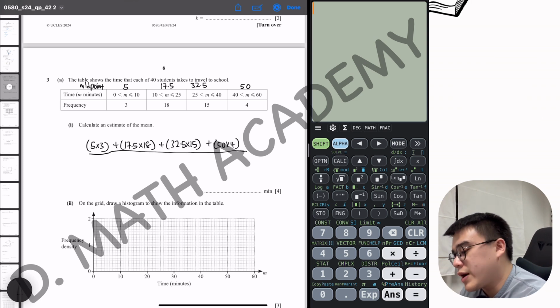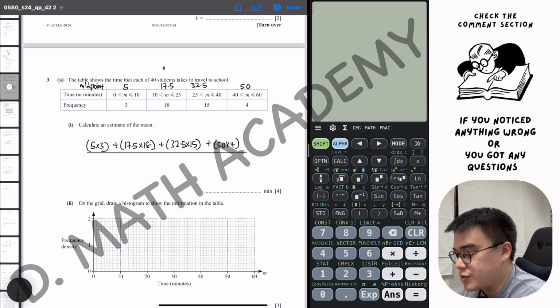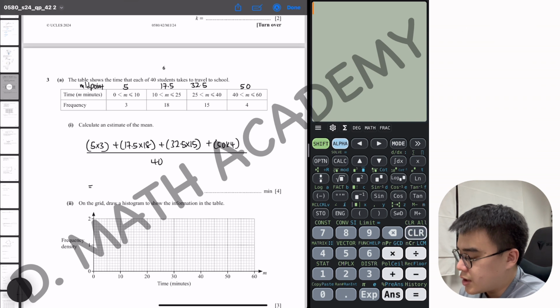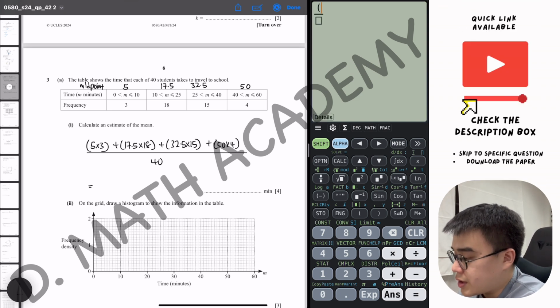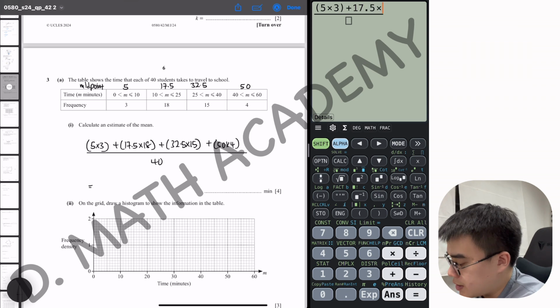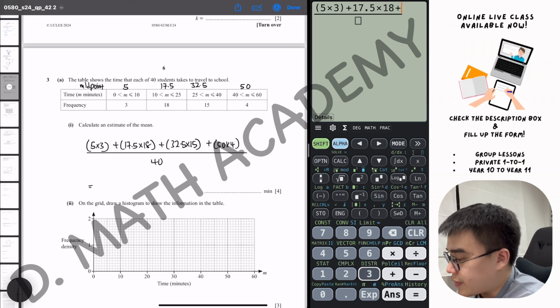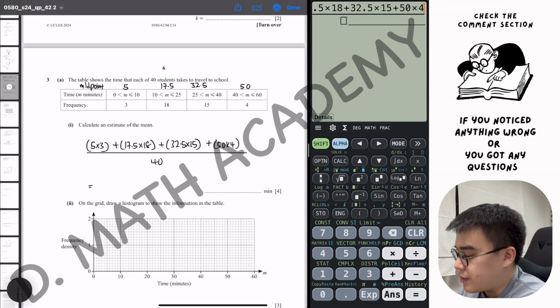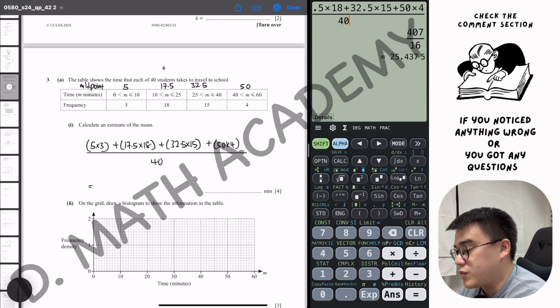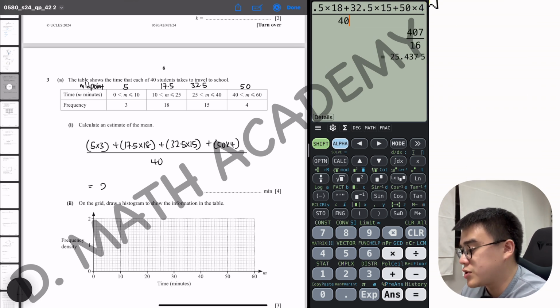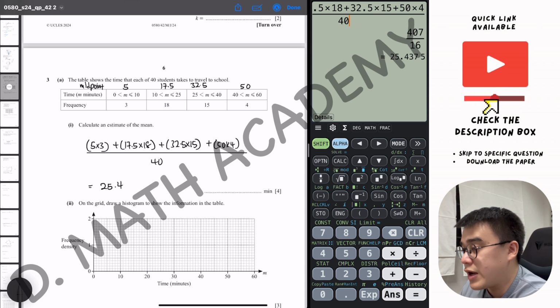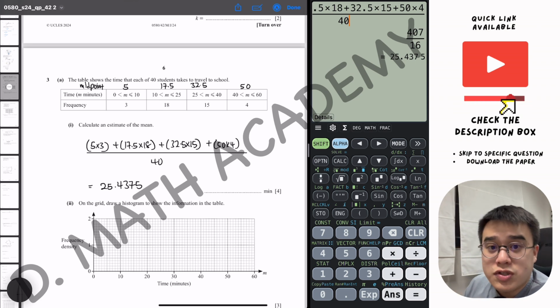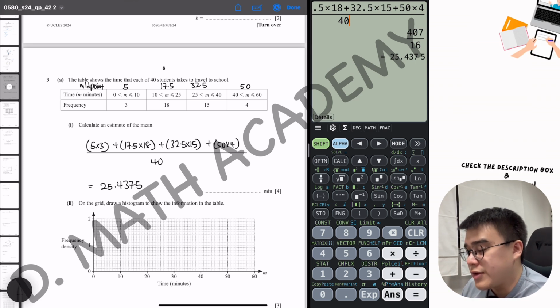Okay, when we divide it up with the 40, we should be able to get our answer here, which is 5 times 3 plus 17.5 times 18 plus 32.5 times 15 plus 50 times 4, and then divide it by 40. So with this, you will get your answer is 25.4375.